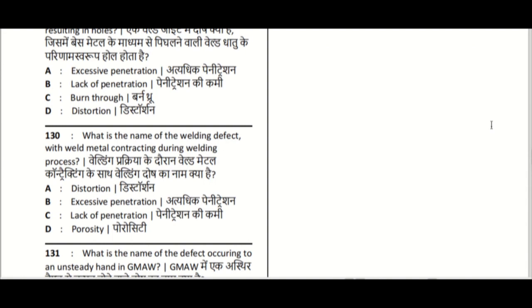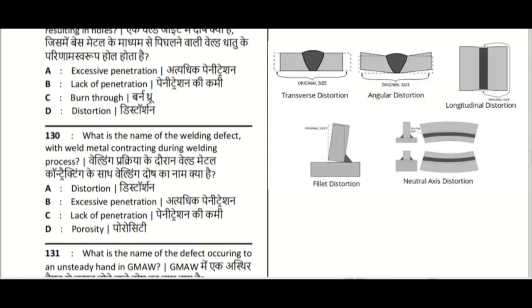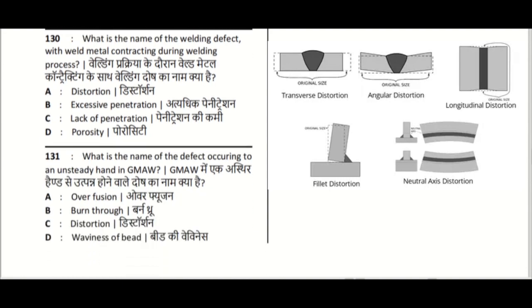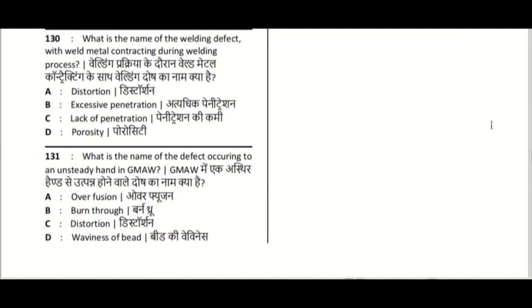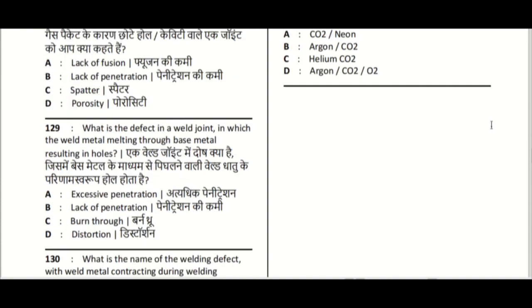What is the name of the weld defect in which the weld metal contracts during the welding process? That defect is known as distortion. What is the name of the defect occurring due to an unsteady hand in gas metal arc welding? Waviness of weld bead will happen.